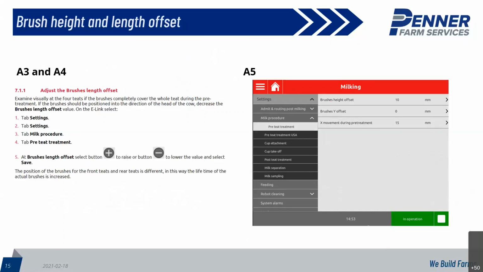Brush height and length also. Brushing is very important in the quick, gentle, and complete process of the milking. Adjustments can be made if the brushes are not covering the desired area of the teats. The length offset, which is the Y offset, can be adjusted by changing the offset value. By increasing the value, the brush position will move more towards the back of the cow, and by decreasing it, it will go more towards the front of the cow.